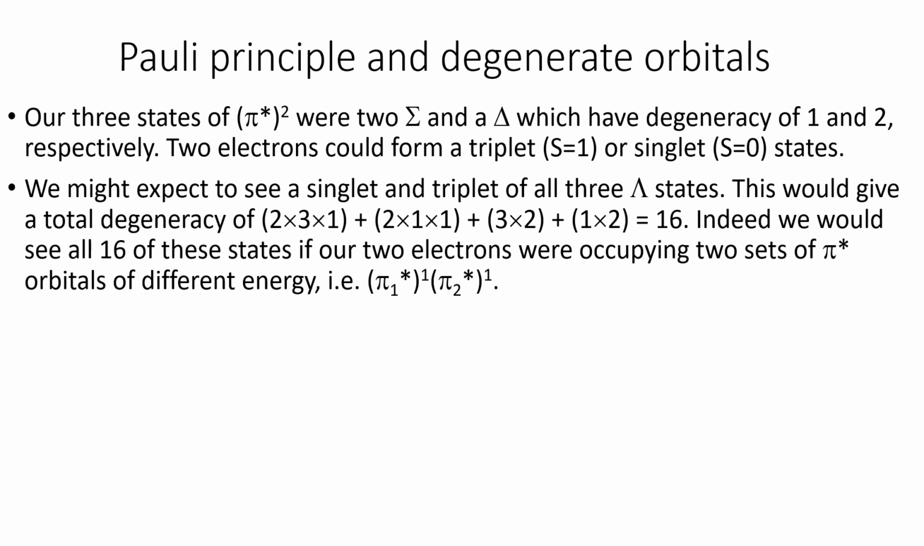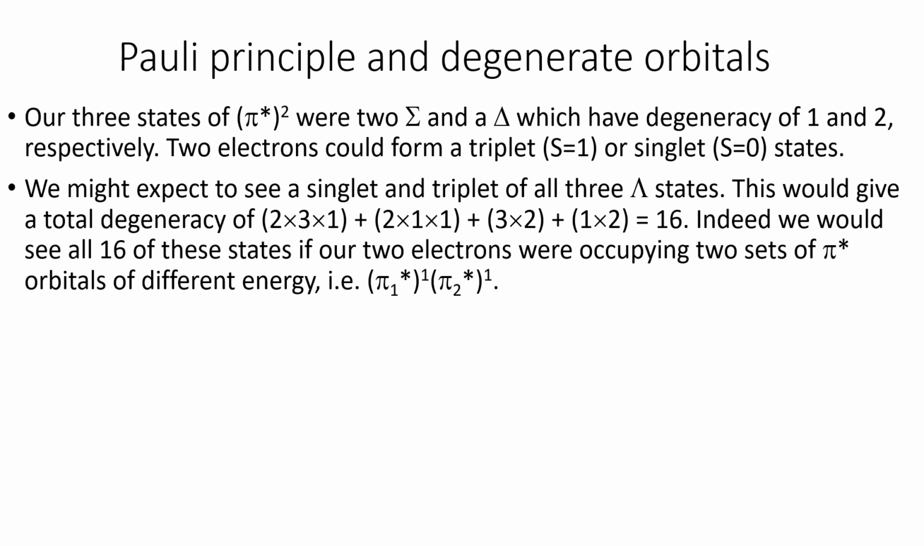That could be 6 degenerate, 3 times 2: 3 if it's a triplet, 2 because it's delta, or it could be a singlet, 1 because it's a singlet multiplied by 2 because it's delta. And if you multiply those up and add them all up, you get 16 possible states that you might expect just based on considering the orbital and the spin terms.